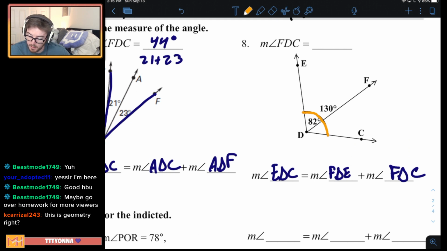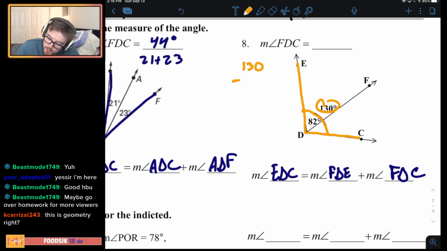Sorry, did I say FDC? I meant 130. I don't know what I said. Let me back up and say it again. 130 is labeling this entire thing, and that's EDC, and we're trying to figure out FDC. So we're actually going to take the 130. Hopefully this makes sense, right? I'm going to take the 130, subtract away this piece, and it ought to tell me what's left.